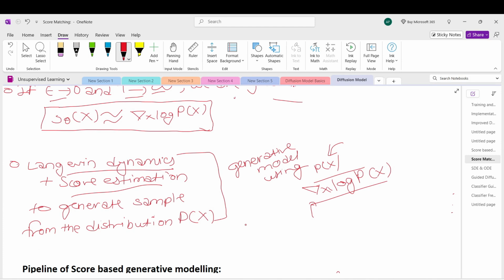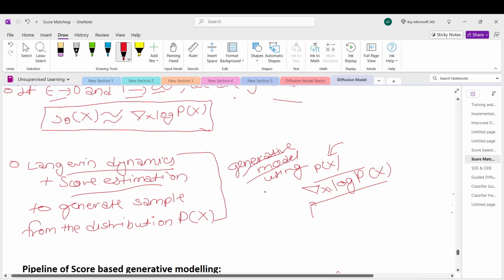First we approximate and work on the score estimation, which can be done by denoising score matching or sliced score matching. After estimating the score, we employ Langevin dynamic sampling and make the generative model, which is used to sample from p of x, to generate samples from the distribution p of x.